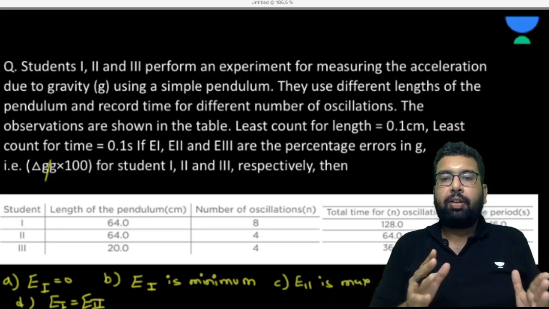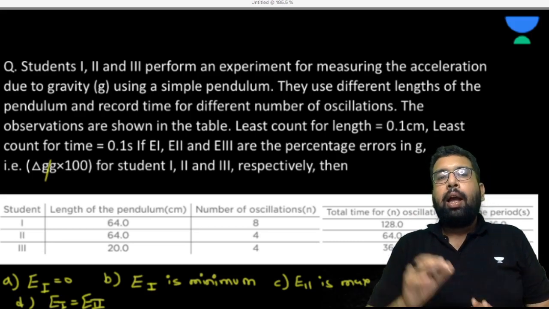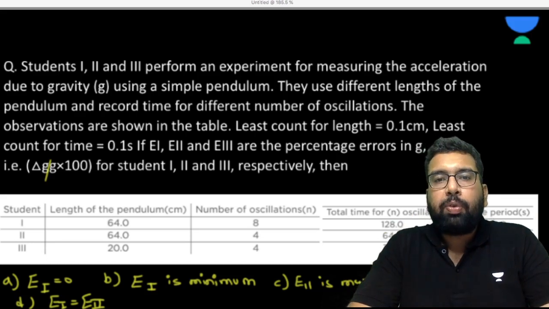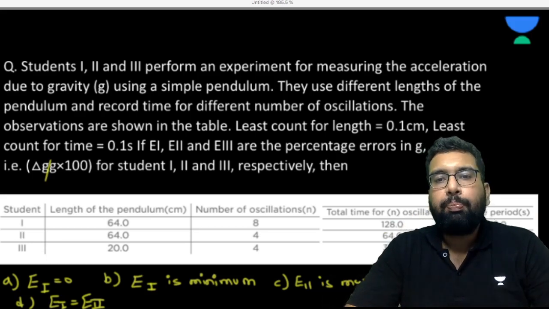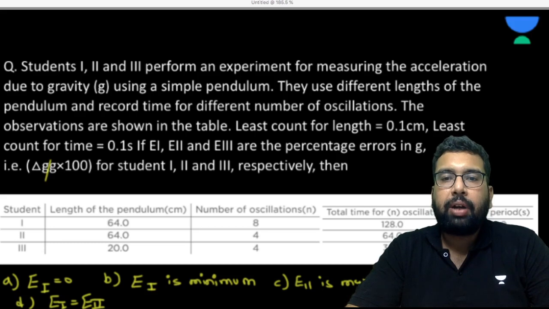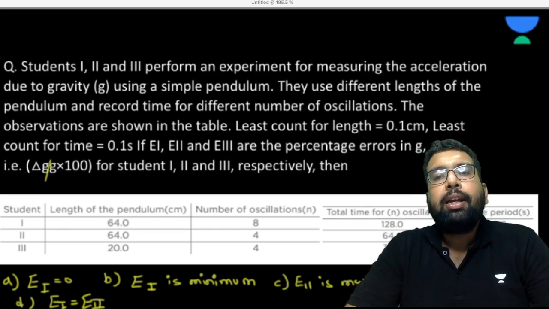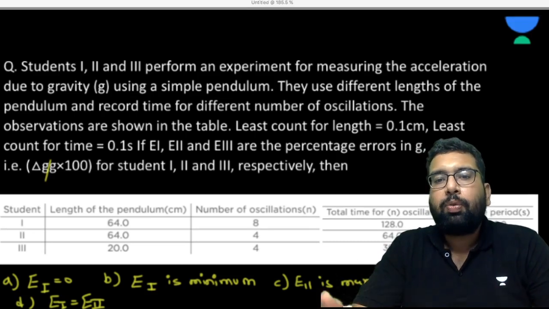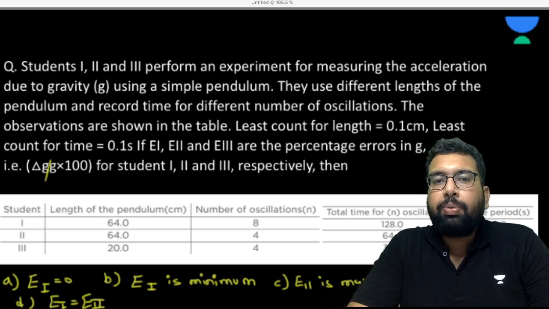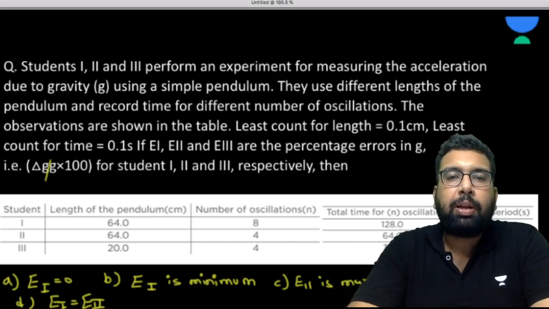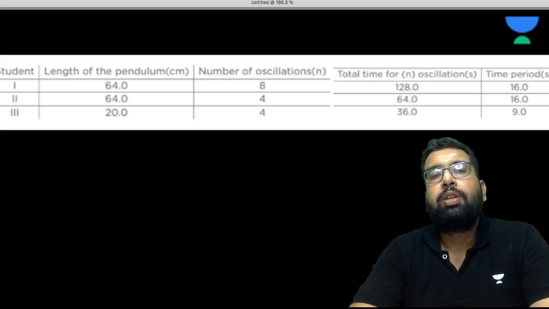So there are three different students. Student 1, 2, 3 perform an experiment for measuring the acceleration due to gravity using a simple pendulum. So this is the same experiment. They use different lengths of the pendulum and record time for different number of oscillations. The observations are shown in the form of a table. So this is the table in which these observations are shown.